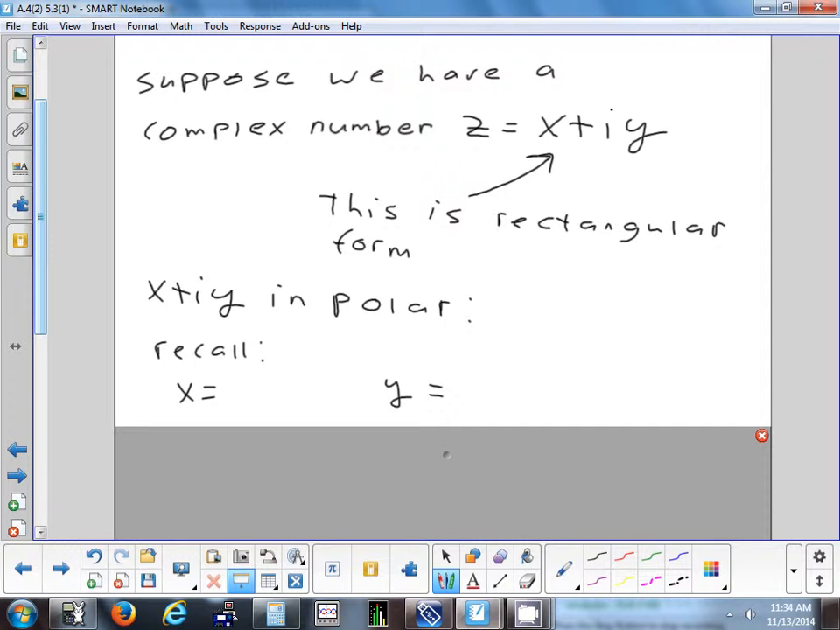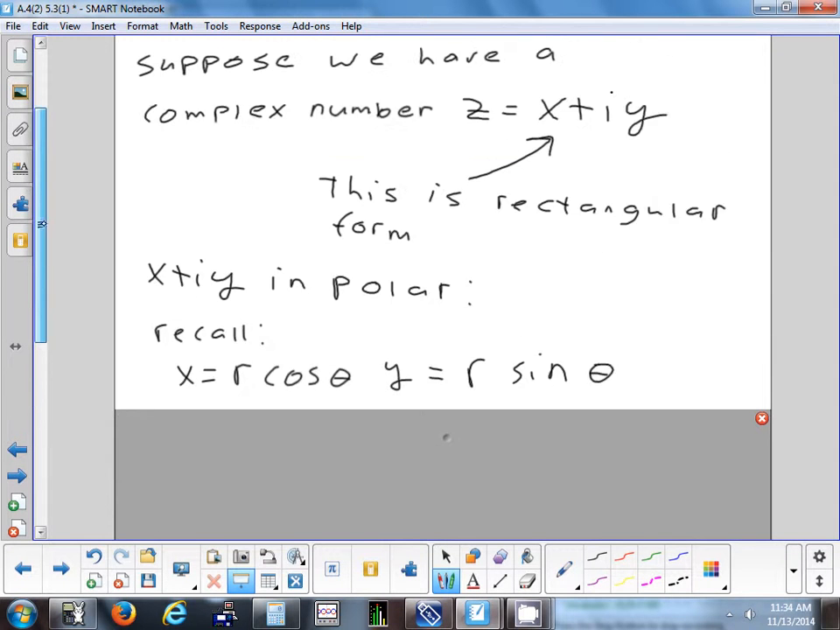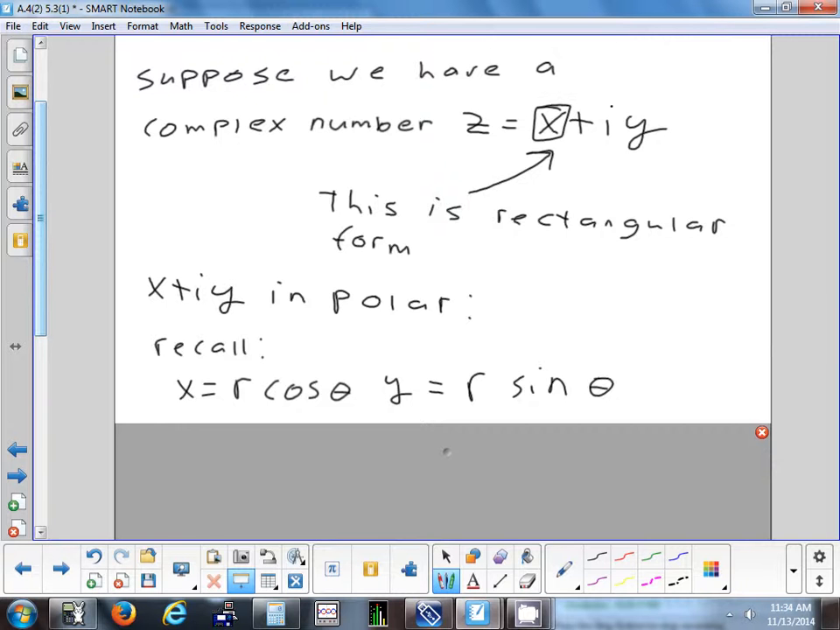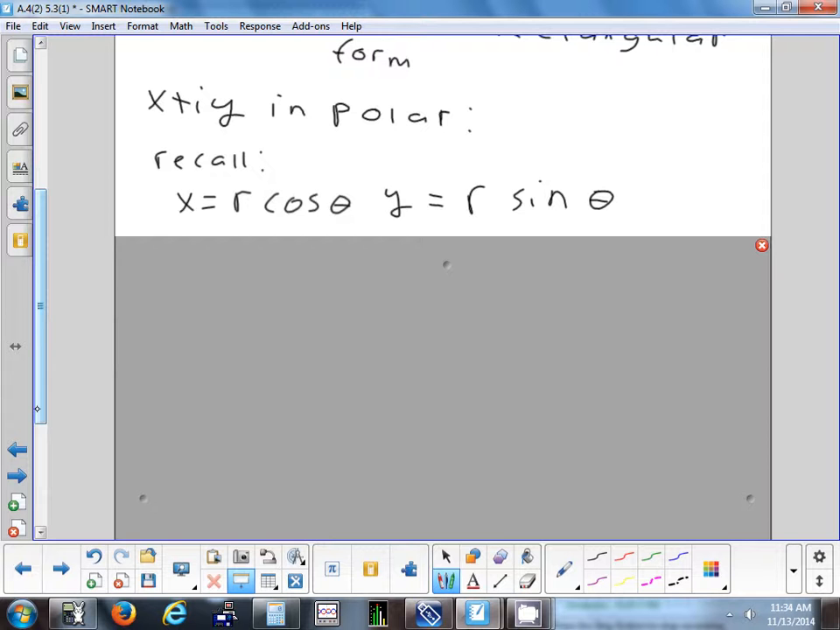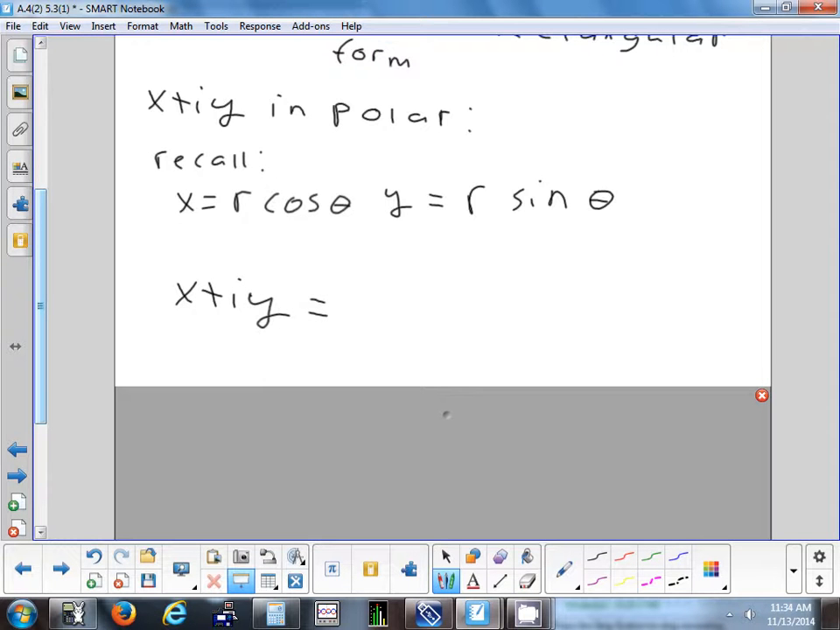Okay, we have formulas for x and y that change them to r and theta. Does anyone remember what the formula was for x? Yep, so if you don't want x, we can replace it with r cosine theta. And if you don't want the y, that's r sine theta. Okay, these are the two formulas we learned on Monday. So what I'm going to do is change x to r cosine theta. I'm going to change y to r sine theta. Okay, and let's see what we get.